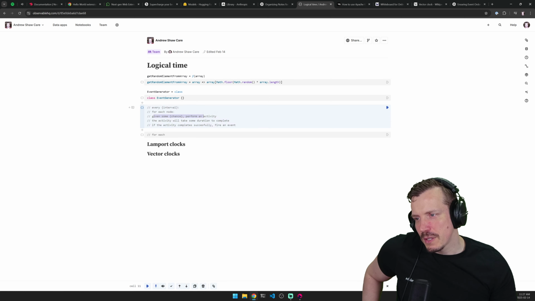For this, for each node given some chance, perform an activity. The activity will take some duration. If the activity completes successfully, fire an event.